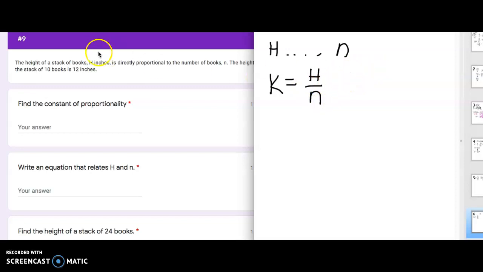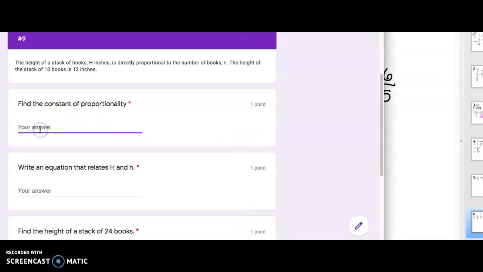H, go back to the problem, represents inches. So find inches, it's 12 inches. So 12 goes on top. And n represented books. Go back to books, we have 10 books. This can be simplified, divide by 2, we get 6 over 5. So our constant is 6/5. And we want to write an equation. Remember, h came first, so h equals 6/5 n.